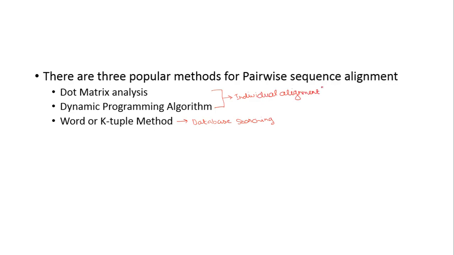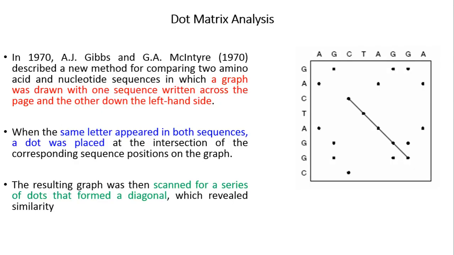So first we will deal with the dot matrix analysis method, being the simplest one. Then we will learn what dynamic programming algorithms are for aligning two sequences, and when we end up with this, we have enough background to understand the word or k-tuple method which is implemented in database searching. So let us start with the dot matrix method or dot matrix analysis.